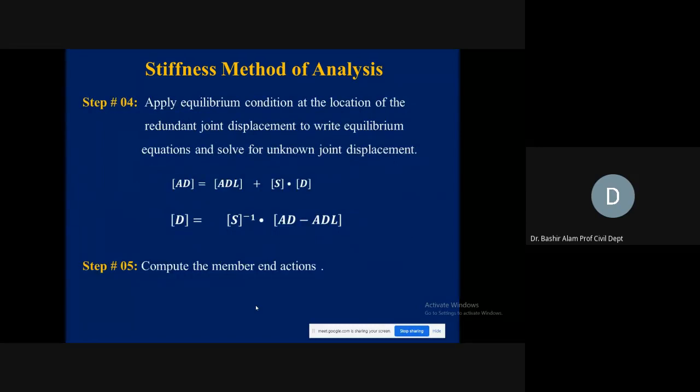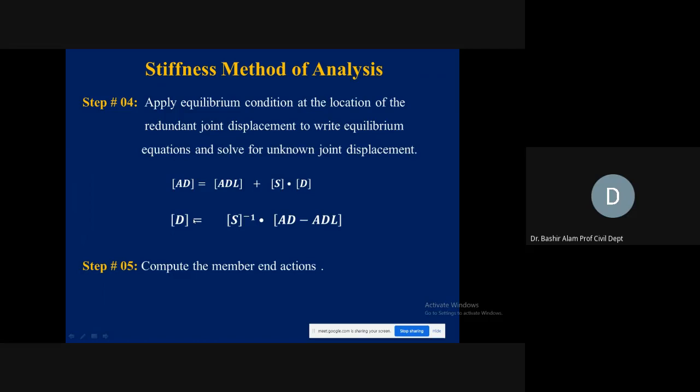Step number 4, now we come to the equilibrium equation. Apply the equilibrium condition at the location of the redundant joint displacement to write equilibrium equations and solve for the unknown joint displacement. So AD is equal to ADL plus S times D, or D is equal to S inverse times (AD minus ADL). This way we find the unknown joint displacements.